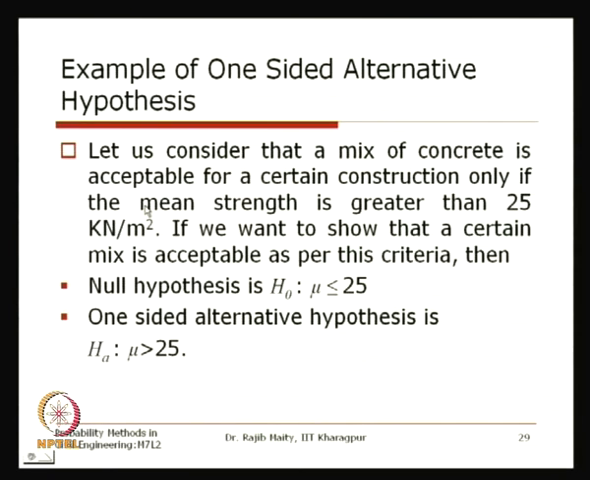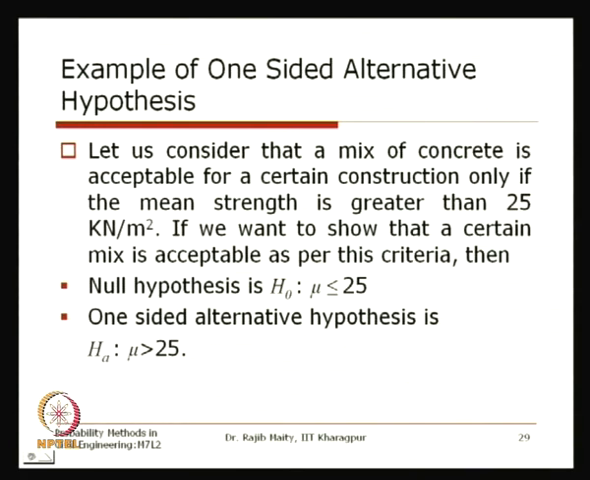Now, for the example of one-sided and two-sided, let us consider that a mix of concrete is acceptable for a certain construction only if the mean strength is greater than 25 kilonewton per meter square. If this is the threshold value, and only if the strength is greater than this, then it is accepted. Whether, based on this sample data, we should accept that the strength is greater than 25 kilonewton per meter square or not, we will see.